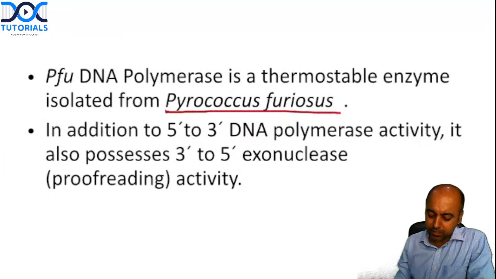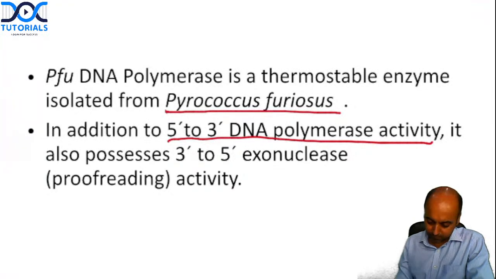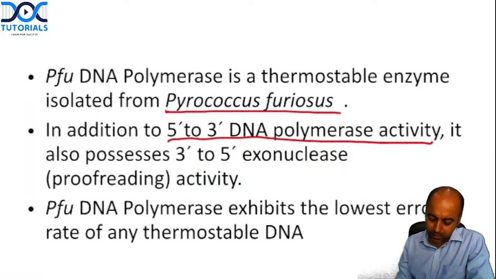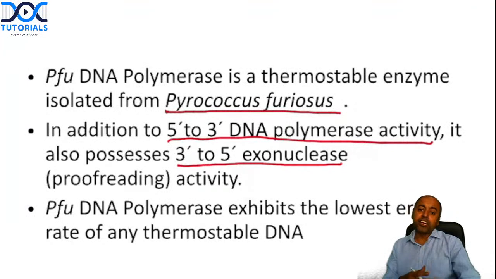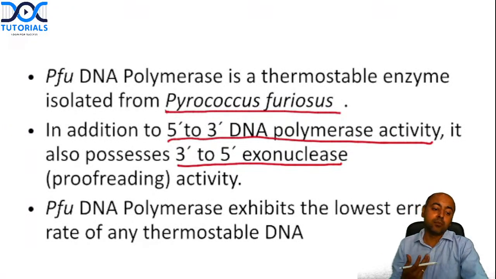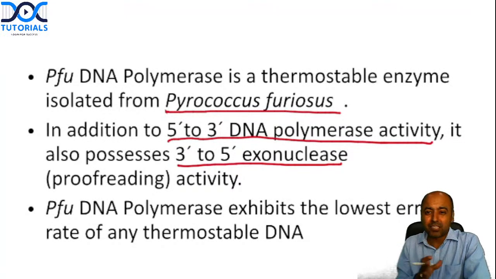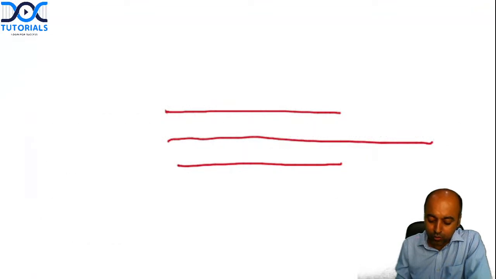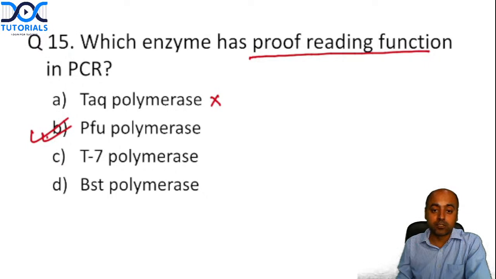This Pfu polymerase has two activities. It has the polymerase activity. Along with that, it has the exonuclease activity. So it has the proofreading function. Because of that, it is able to perform very good replication. There is very minimal error rate. So when you want to have the proofreading function, in that case you require the Pfu polymerase.